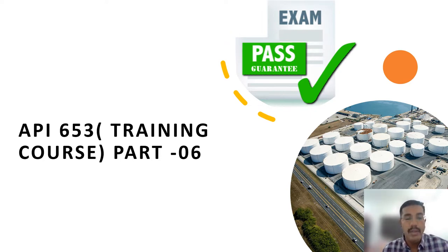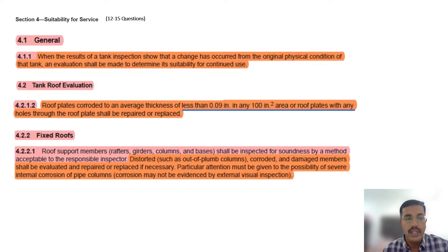Let's start APA 653, Part 6. From the last 5 parts, we have already covered the full portion of APA 650 and the preliminary portion of APA 653. APA 653 chapters 1, 2, and 3 we have covered. Today we will go for chapter 4, which is most important. Let's start chapter 4, suitability for service.